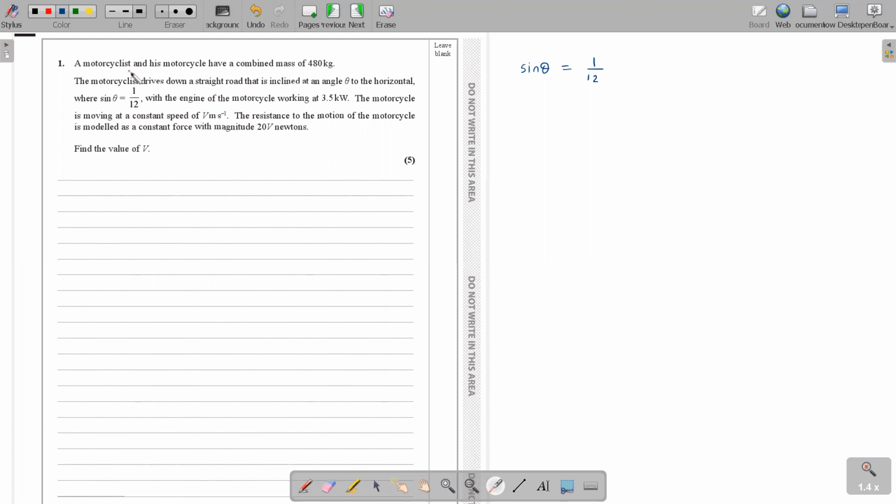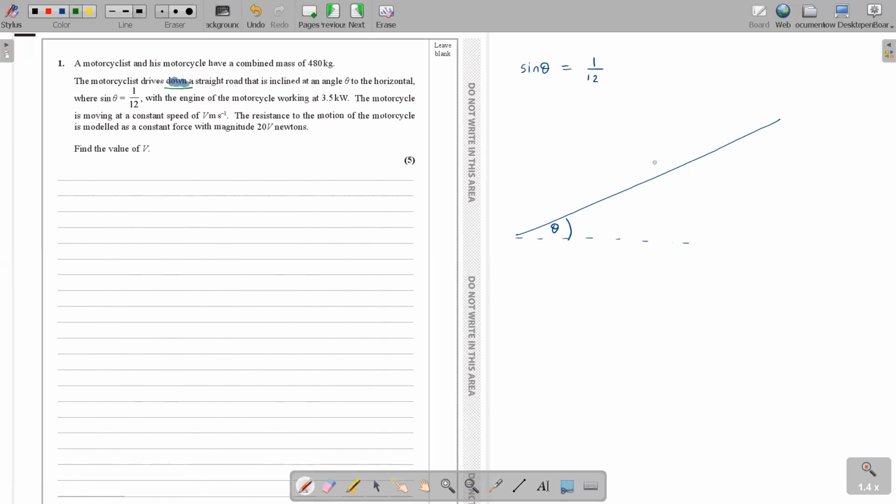They say there is an inclined road, so let's quickly draw the inclined road, and the angle to the horizontal is theta. Now it's really important: the motorcyclist drives down. Do you see that word? He drives down means you need to make sure that he's coming down this road, not going up. So those simple things are important. He drives down a straight road.